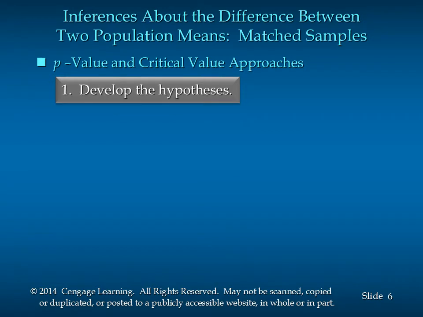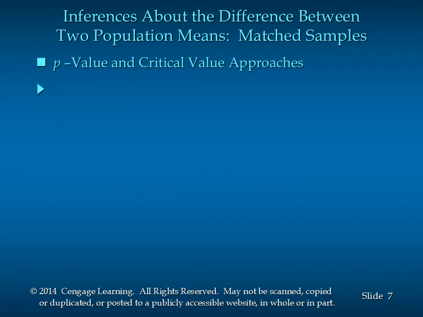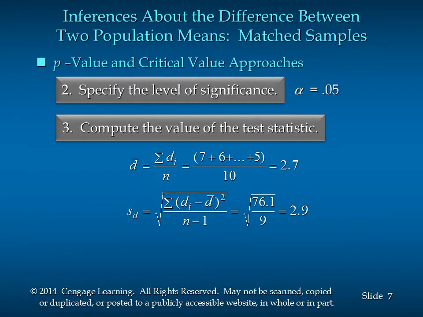Let's do the p-value and critical value approaches. We've got H0, mu sub d. Mu sub d is the difference. D stands for the difference between the two offices, between the two competitors. So you're testing to see if they're the same or if they're different. HA says they are different because it's not equal to 0. We're going to run this at alpha .05, and we're going to compute the test statistic.